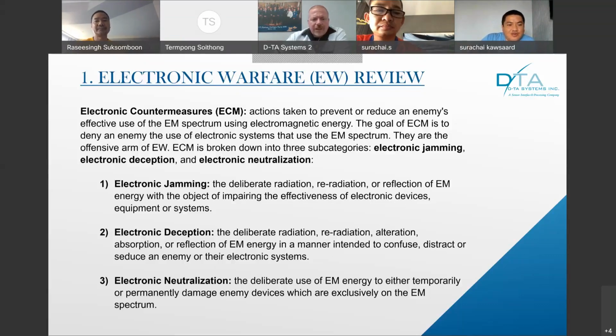Electronic neutralization is the deliberate use of EM energy to either temporarily or permanently damage enemy devices which are exclusively on the EM spectrum. So this would be basically the intent of jamming their systems to the point of overwhelming it, flooding it, and destroying it. It would take a tremendous amount of energy to do this.